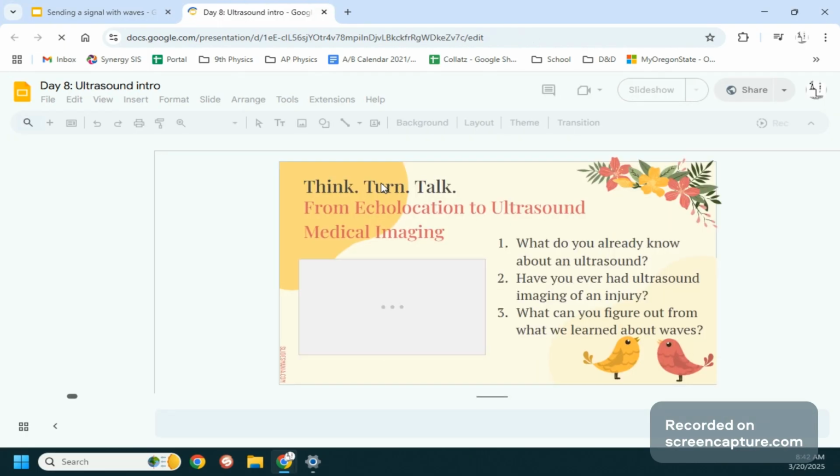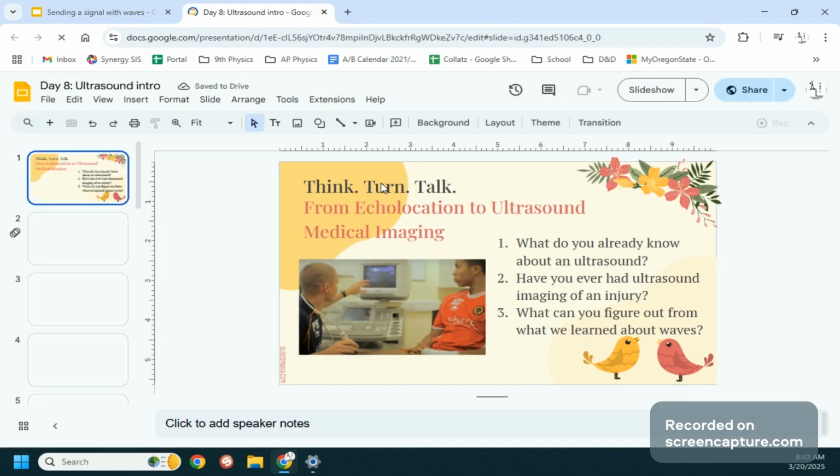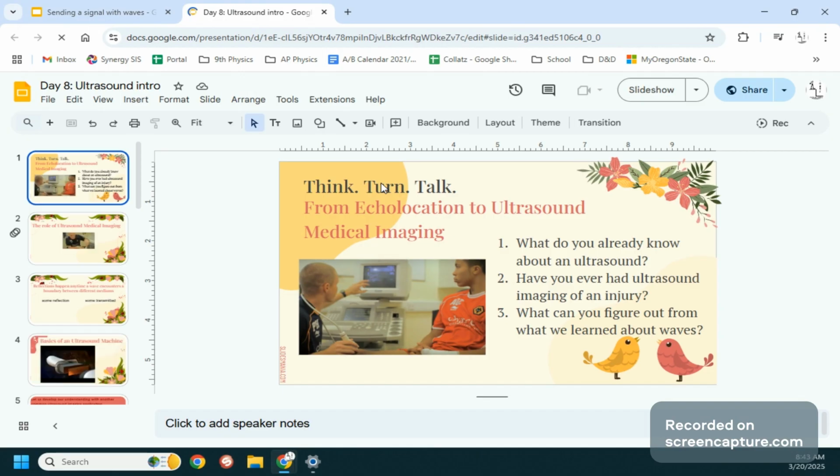All right. The first thing, again, is going to be one of the think, pair, shares or think, turn talks. There are 3 questions that we want you guys to be thinking about and talking with your table groups. The first one is, what do you already know about ultrasounds? Have you ever had an ultrasound, especially if you've had an injury or something like that?